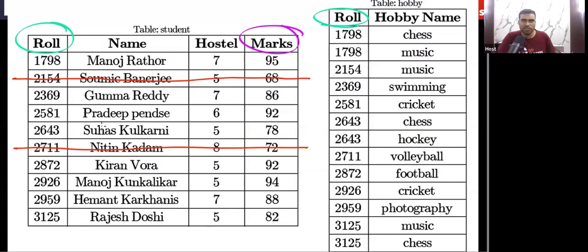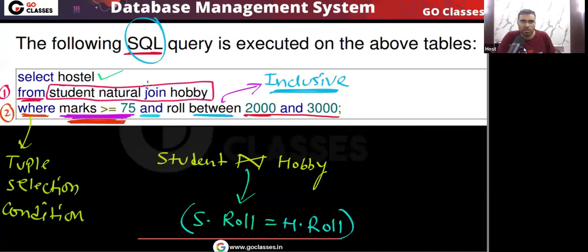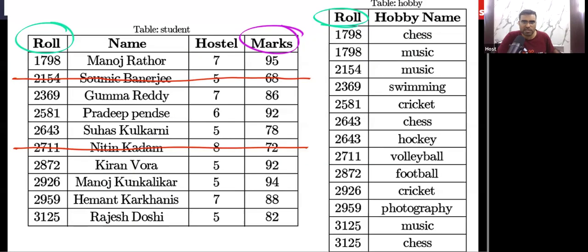So tell me which tuples will match. What about the first tuple? Remember, roll number should be equal because you are doing natural join. You can see there is a natural join here between the student and hobby tables, so the roll number must be the same, and it must be between 2000 and 3000. Is this roll number between 2000 and 3000? No. So you can easily remove these because they are not between 2000 and 3000.